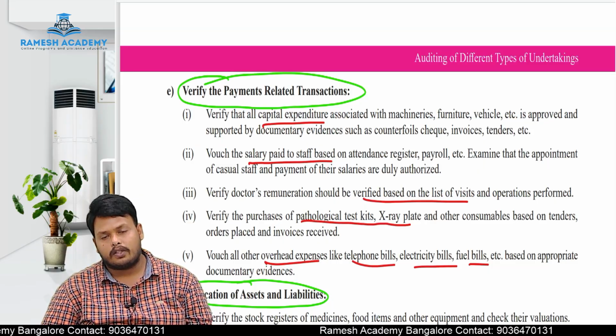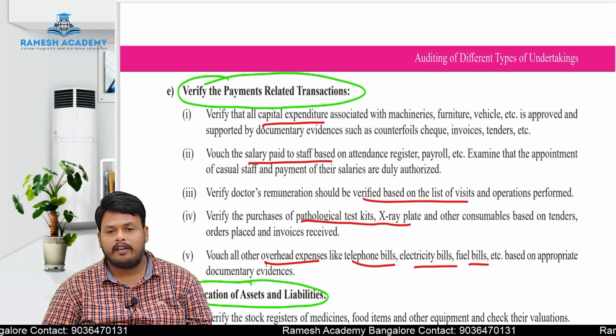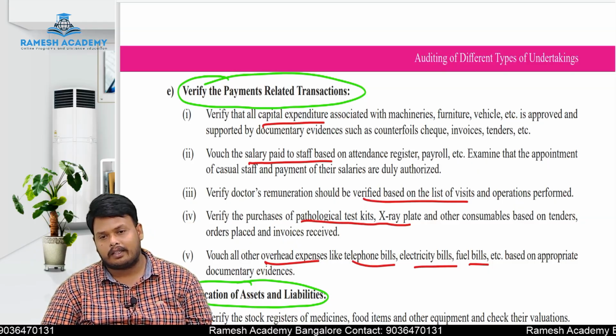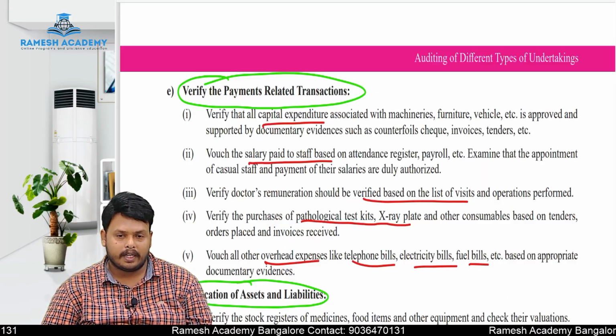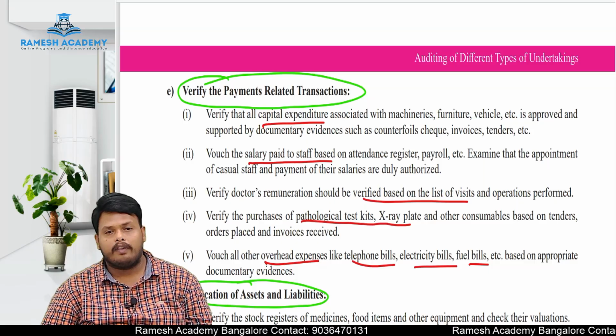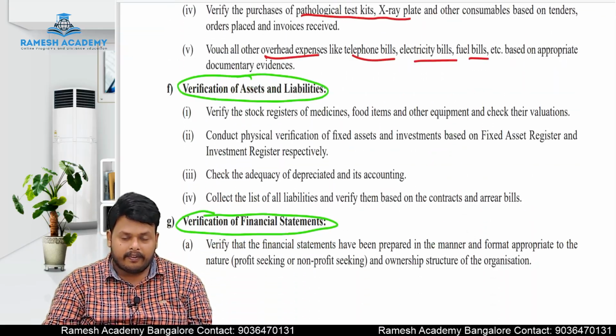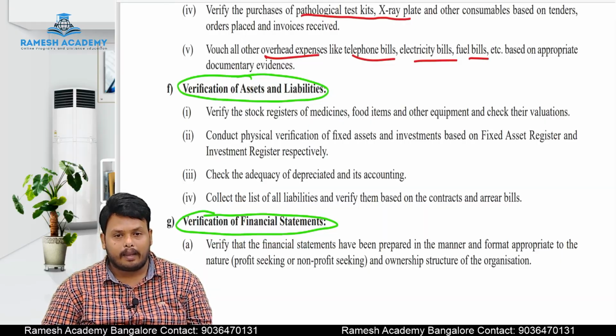If any stock is consumed or purchased, that should be verified with the stock register. And overhead bills like telephone, electricity, water bill, fuel bill, food items, medicines, etc. All these things should be verified by proper documentary evidences. Next, verification of assets and liabilities.